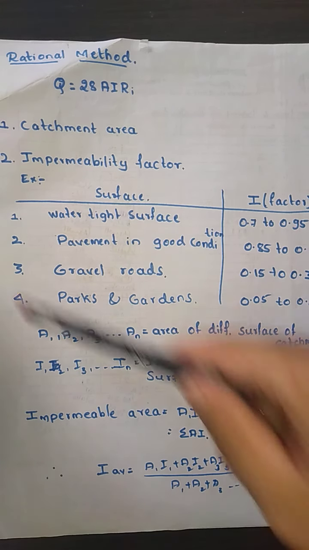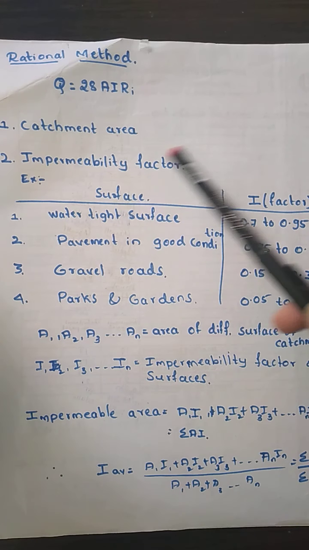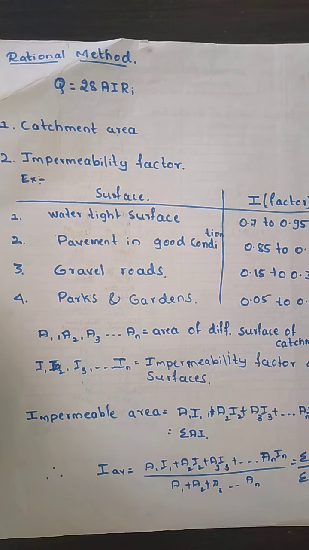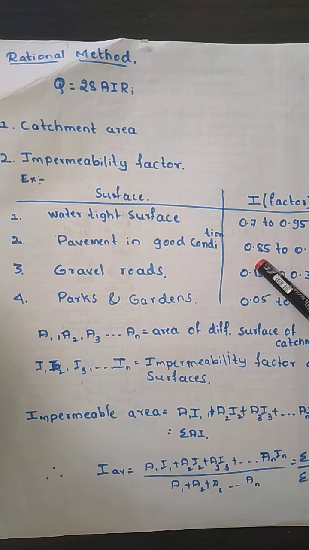Now if we look at this particular table, we can understand how the impermeability factor varies. One column is the surface and the other column is the impermeability factor. First is the watertight surface, where the impermeability factor varies from 0.7 to 0.95. Then for pavement in good condition, the impermeability factor is 0.85 to 0.9. This represents that it is highly impervious in nature. Impermeability means it does not absorb water inside it.